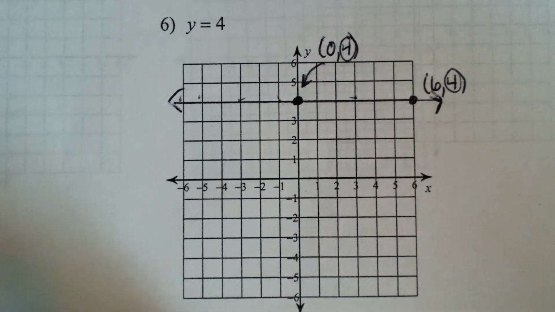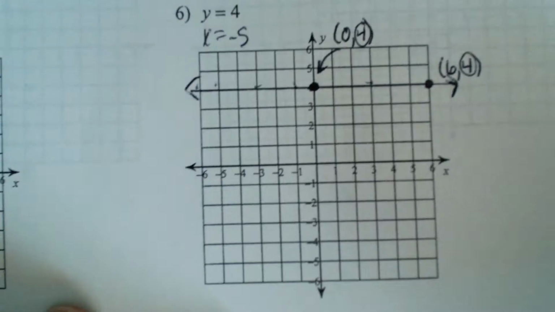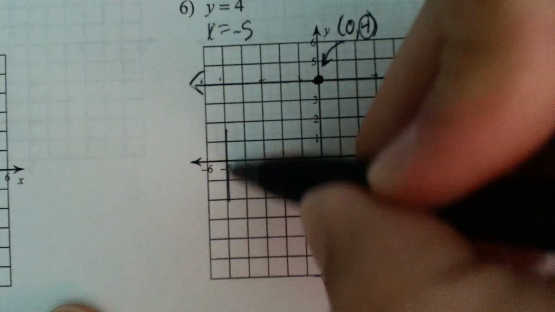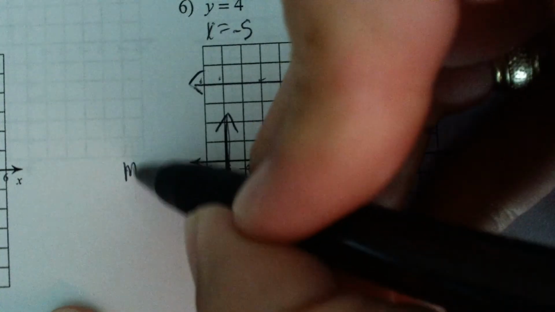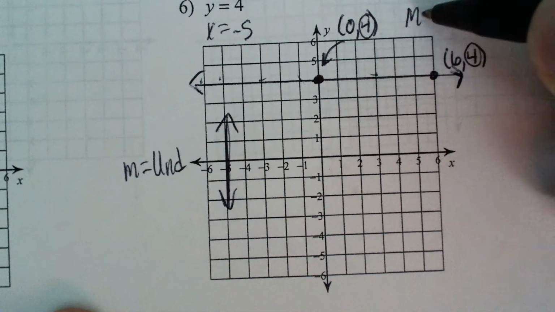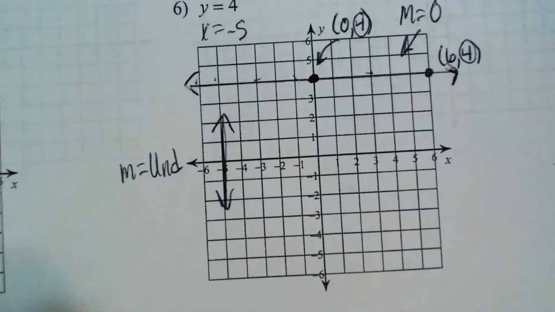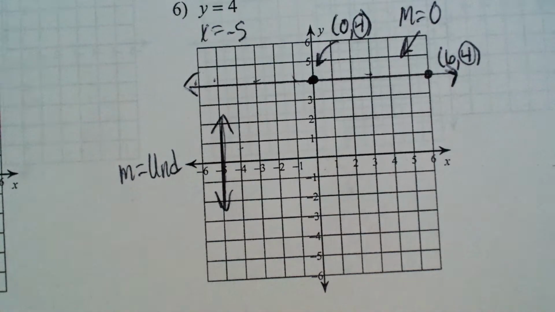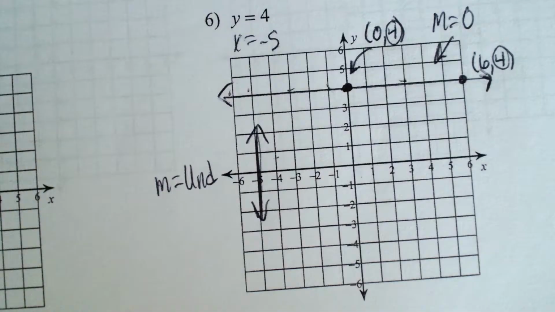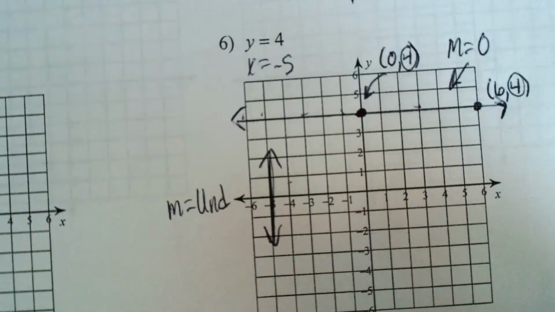If it was x, say you had x equals -5 or something like that, then it would look just like that. Your slope for that case would be undefined, where on this one, your slope is 0. When you've got y equals, your slope's going to be 0. When you've got an x equals, your slope would be undefined. That's all you should need to get through this worksheet.